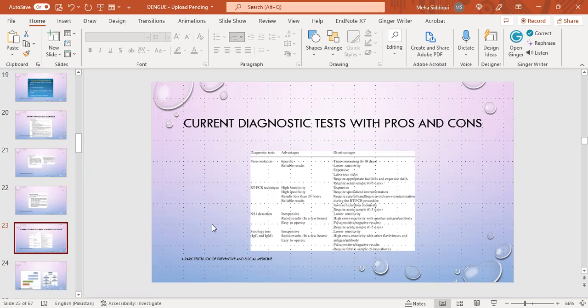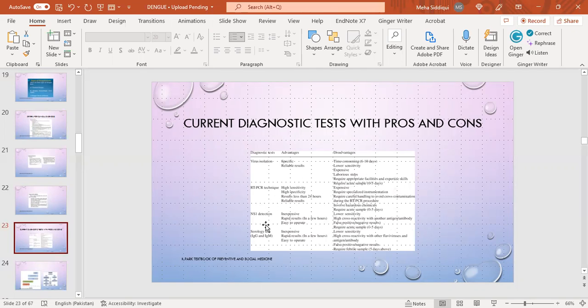Current diagnostic tests with pros and cons. These are the most commonly used tests for laboratory confirmation. First, we have virus isolation. It is used for its specificity and reliable results. However, the disadvantages are that it is time consuming, has lower sensitivity, is expensive, and has laborious steps. Then we have the PCR technique, which has high sensitivity, high specificity, and reliable results in less than 24 hours.